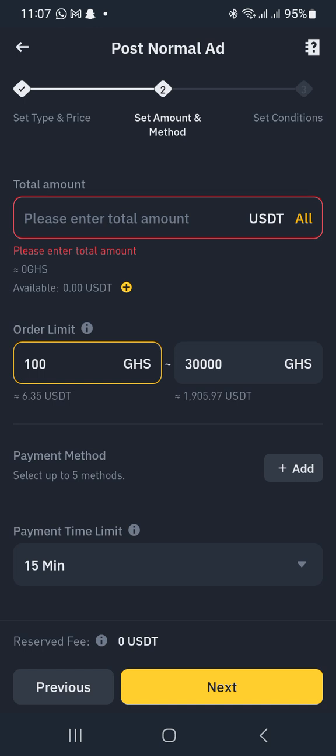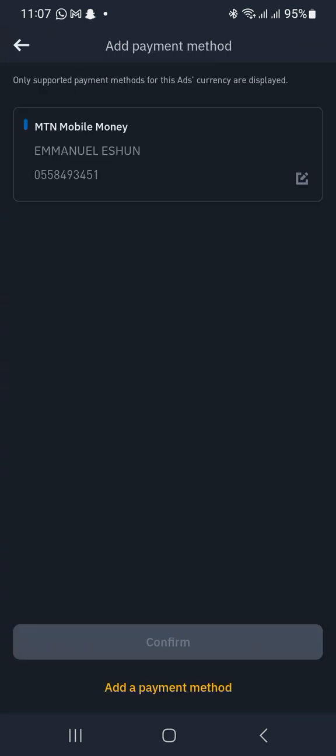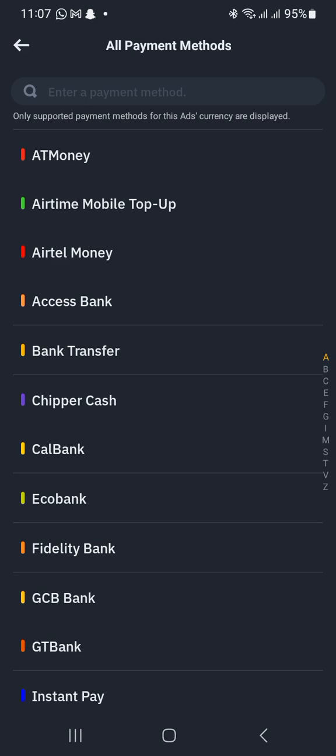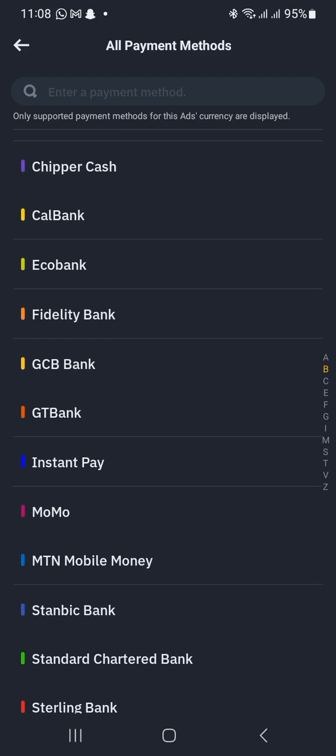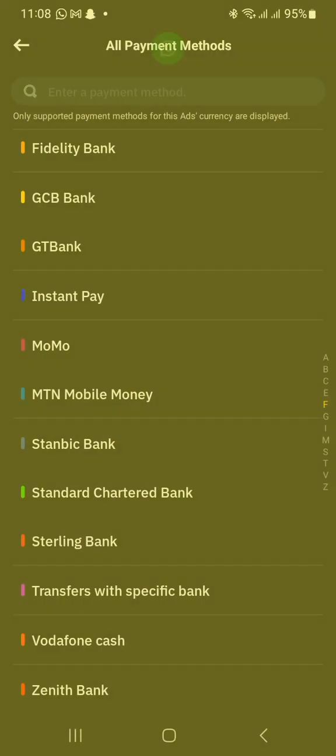Now, when it comes to the payment method, which is very important, you can add this, right? In my case, I think the common thing for P2P in Ghana, in fact everywhere, is mobile money, right? So you can set this up. I've set mine up already. If you want to set up yourself, you can do this. Mobile money, airtime, mobile top up, Access Bank, bank transfer, we have the options here. I think the common one was EcoBank or so, right?